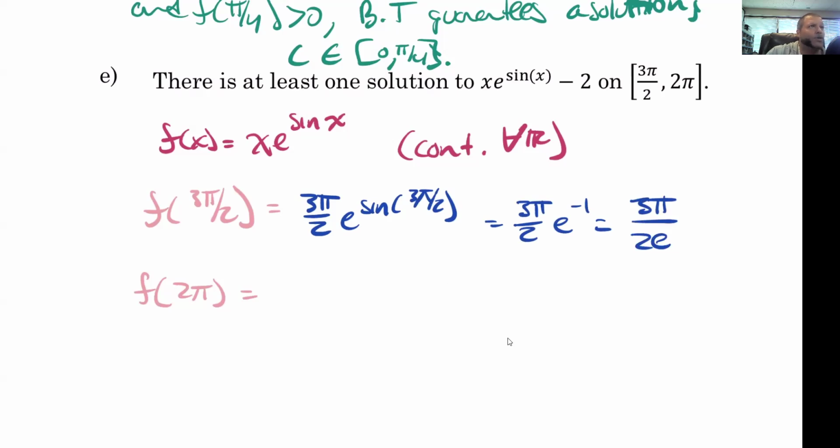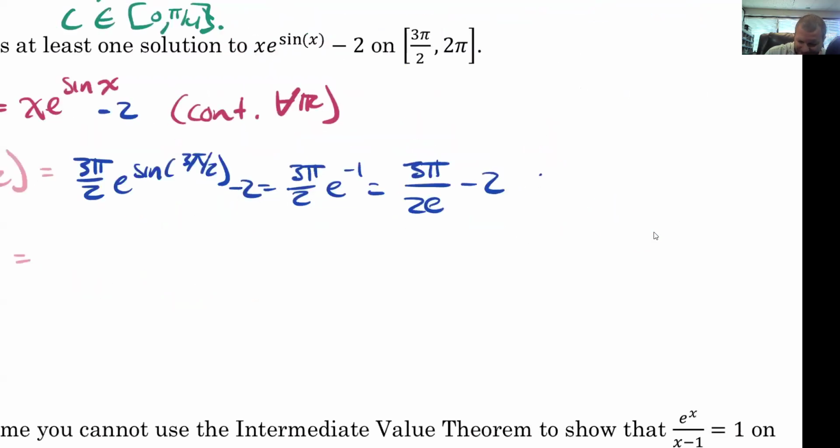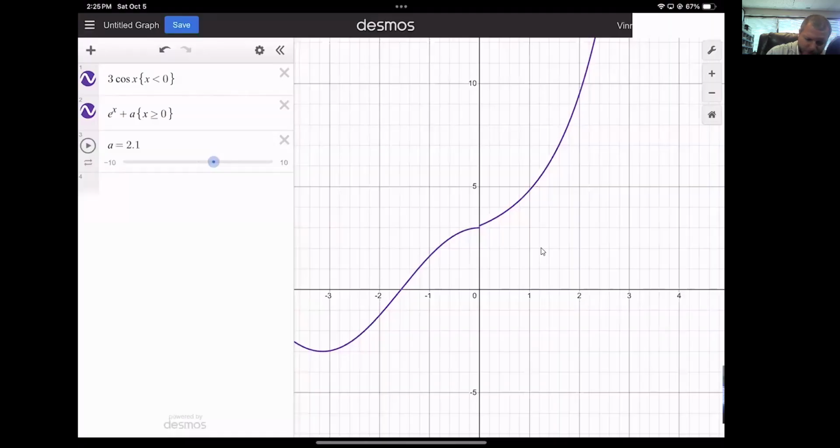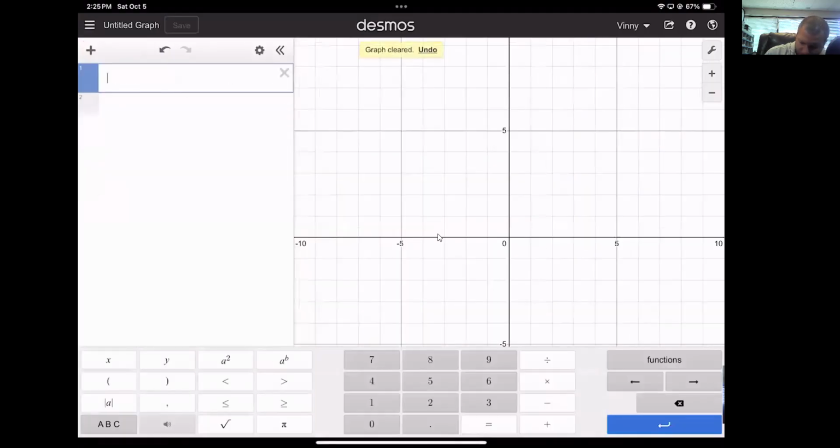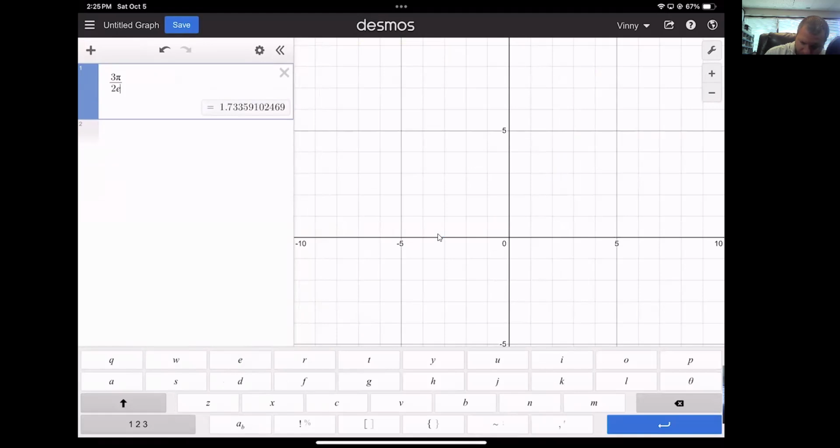Oh, wait, there's a -2. That was like, oh, that's in trouble. Right, there's a -2 over here. Phew, -2. So this should be a negative number. But let's just make sure. So I'm going to do 3 pi over 2e, minus 2. So we get 3 pi divided by 2e, and then we take away 2 and get a negative 0.27. So this is less than 0.